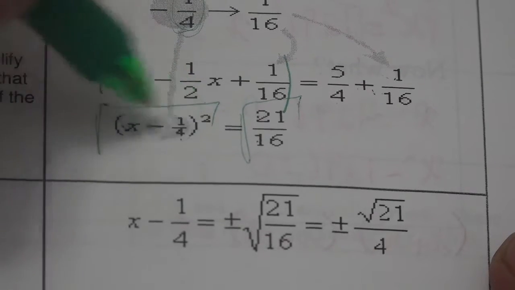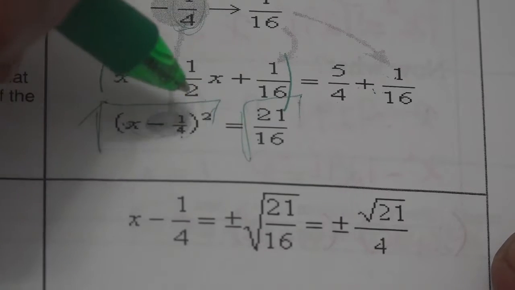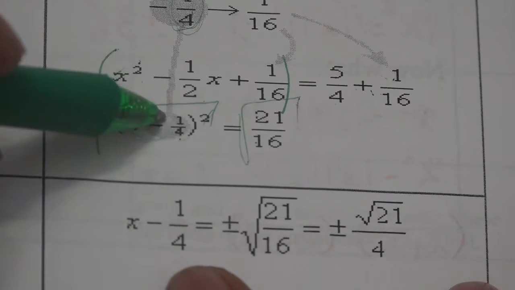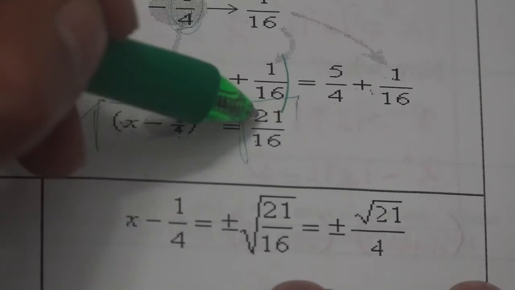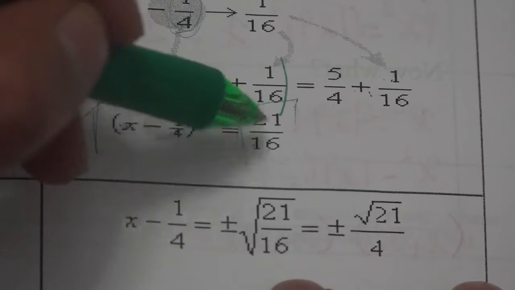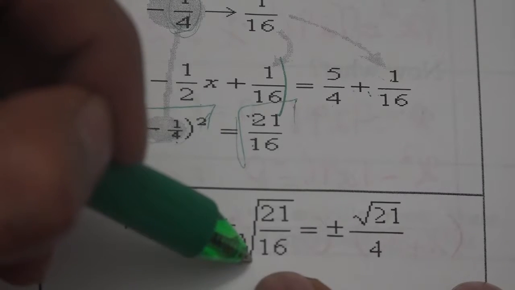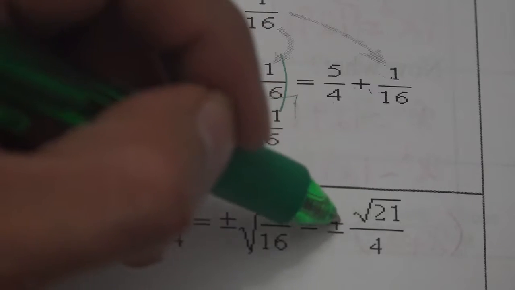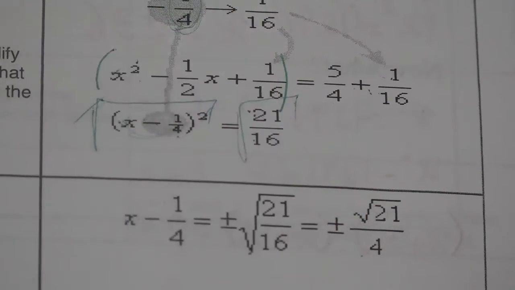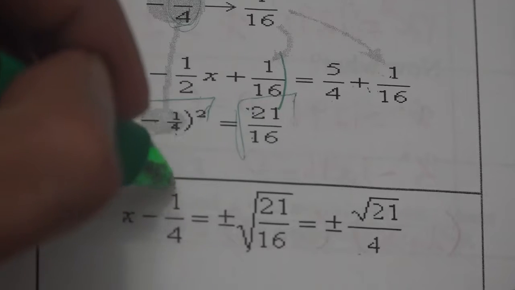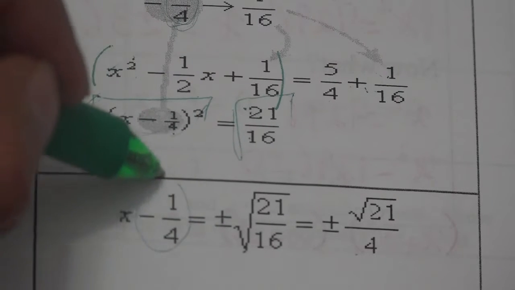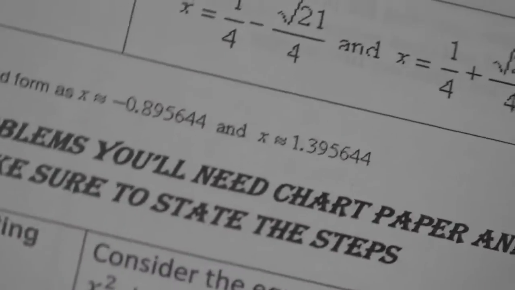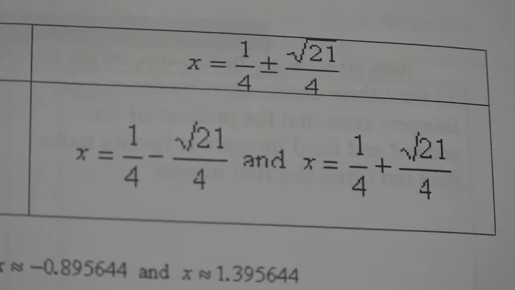When you square a number and you take the square root, you are doing inverse operations, so they cancel each other out. So you end up with x minus 1/4. And here, I don't know what the square root of 21 is, but I know the square root of 16 is 4. So you end up with plus or minus the square root of 21 over 4. Now, is this the end? No. I still need to solve for x. This 1/4 is bothering the x, so I'm going to add 1/4 to both sides. And this is what you end up with.